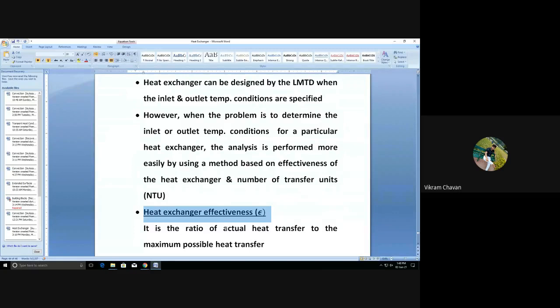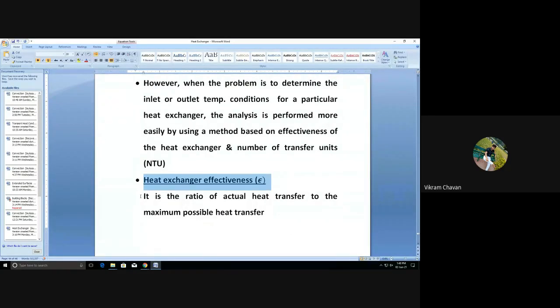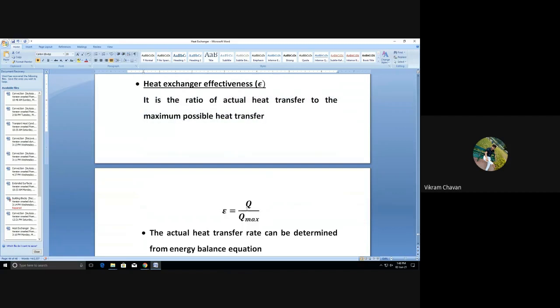It is the ratio of actual heat transfer to the maximum possible heat transfer. Okay. So mathematically you can write eta is equal to Q divided by Q max.